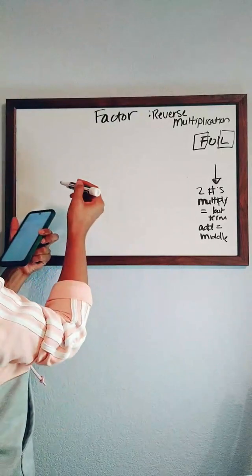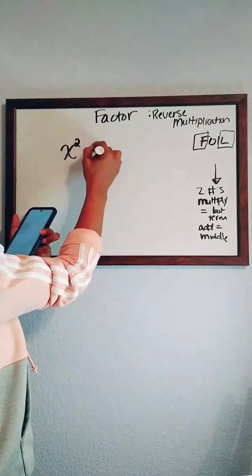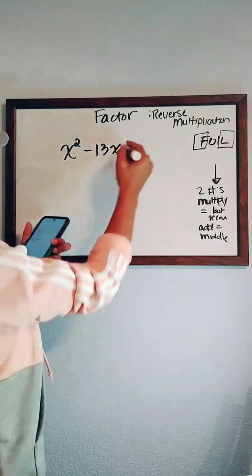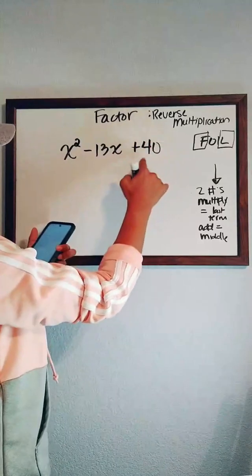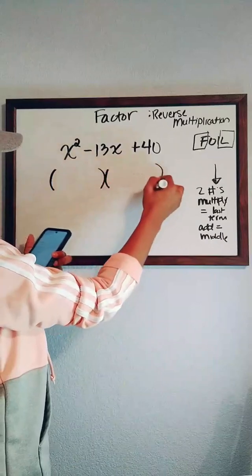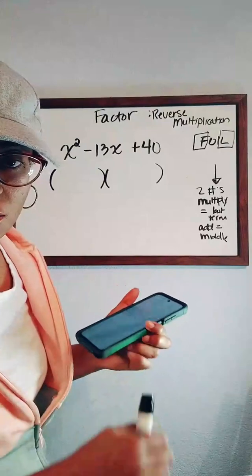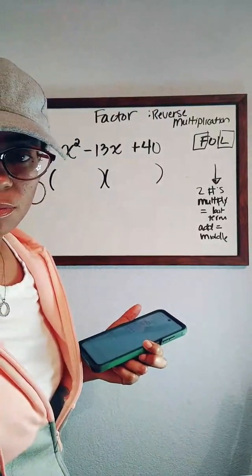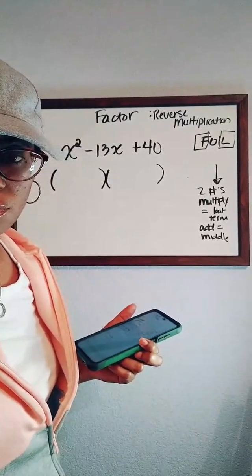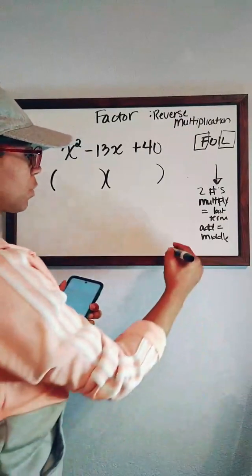We're going to do one more like this one. So x squared minus 13x plus 40. Remember, I'm going to look at my last number because when I multiply this together... Oh, 49x squared. Yeah, we can do that one.